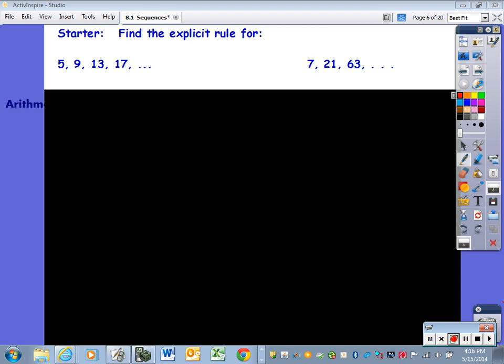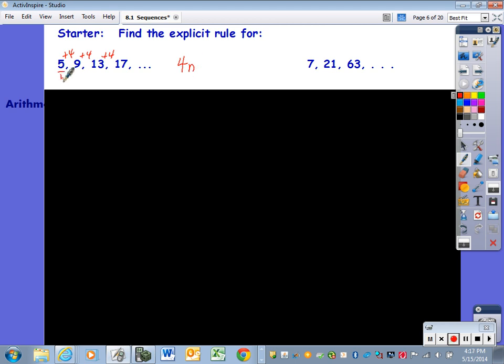This is day 2 of sequences, and I'd like you to just begin with these 2 starters. What are we doing from term to term to term? Adding 4. So you automatically write it down. Repetitive adding means multiplying. 4n.